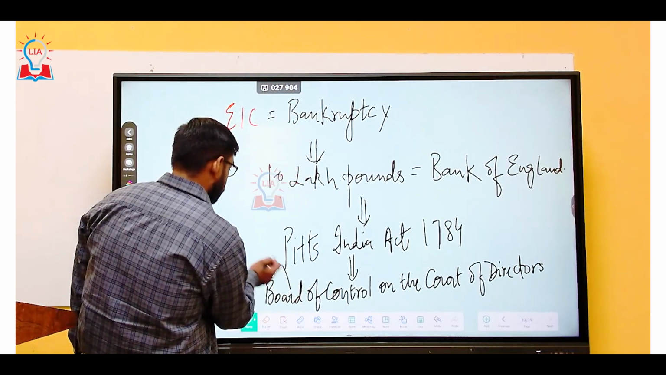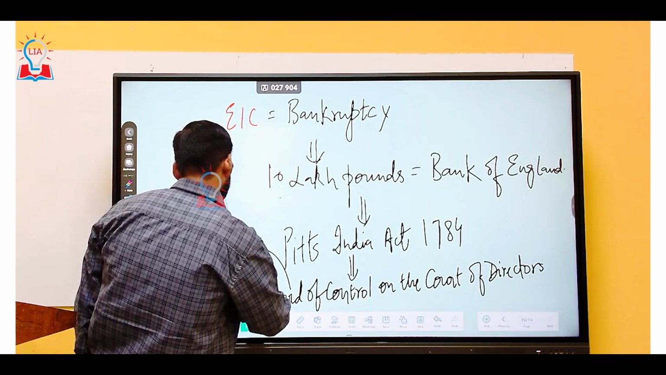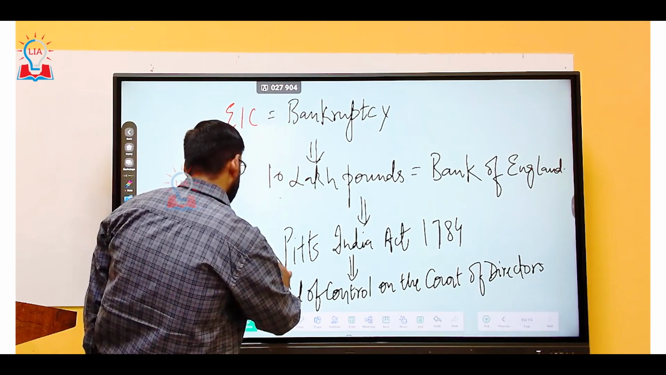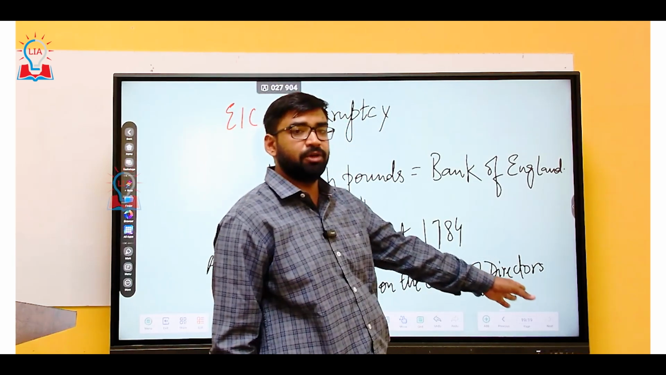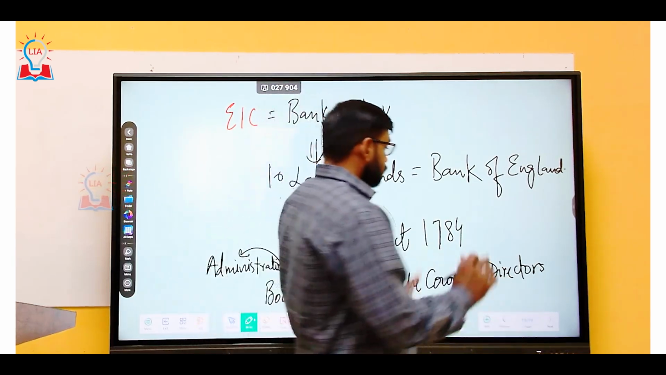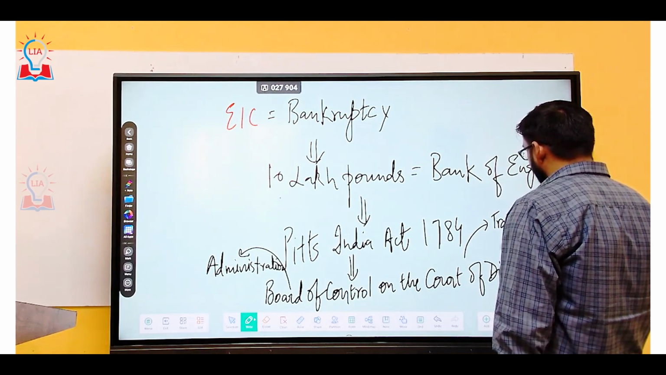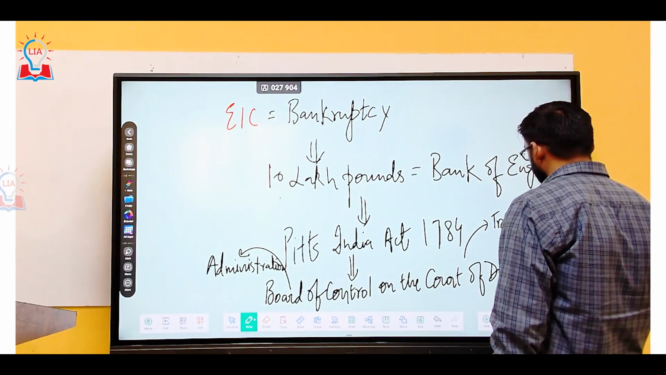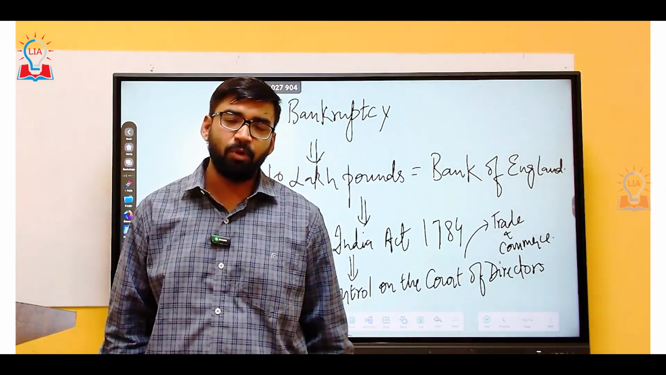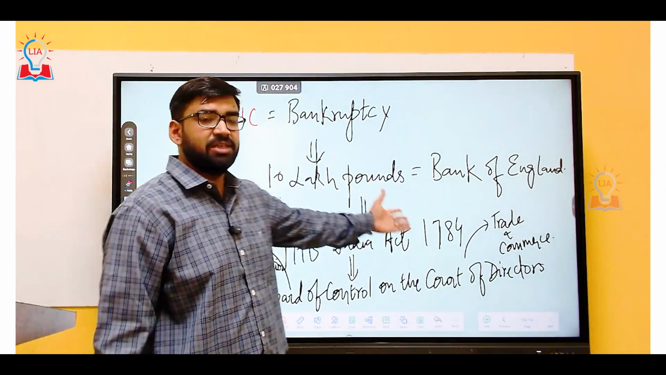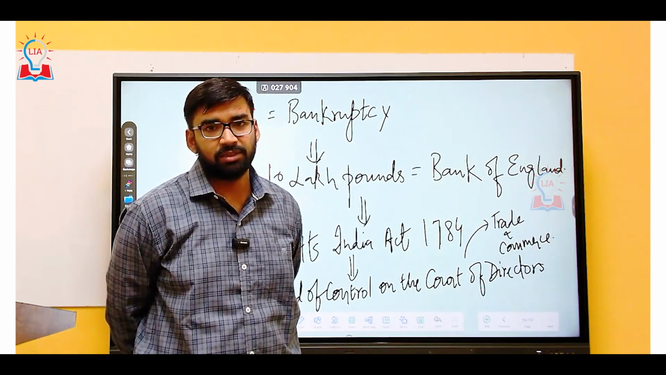So what will they do? They will take care of administration. And the responsibility of the Court of Directors is to take care of trade and commerce. This is the most important thing. Getting my point? These are the revenue reforms by Warren Hastings.